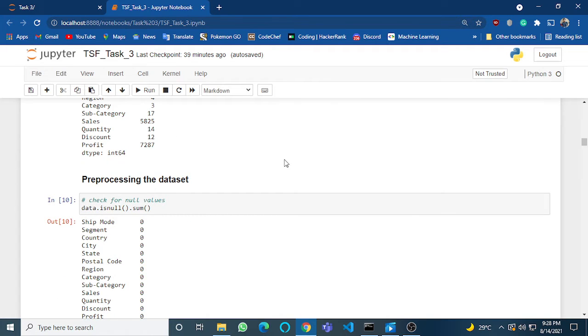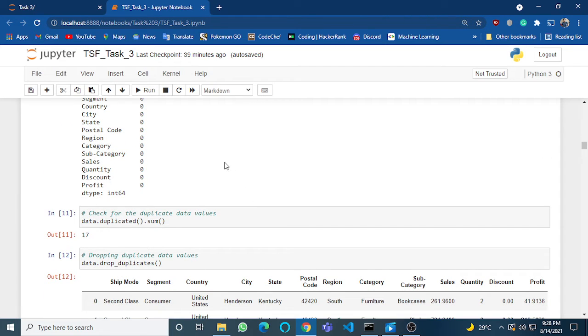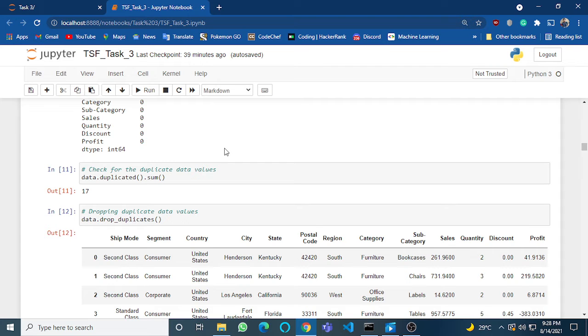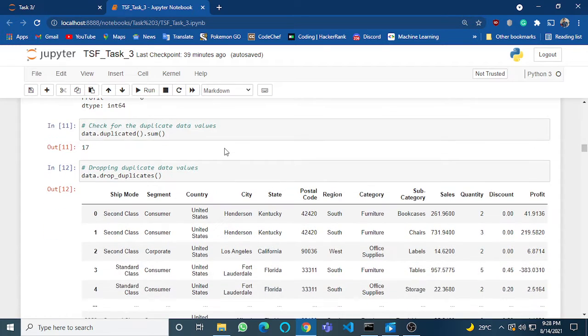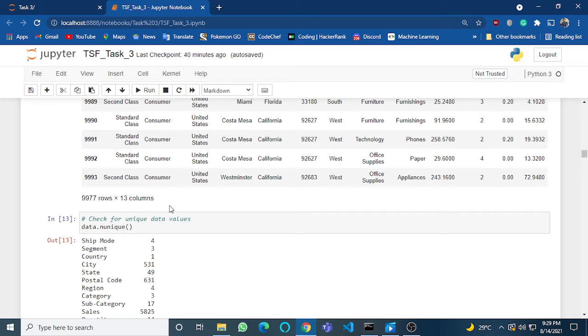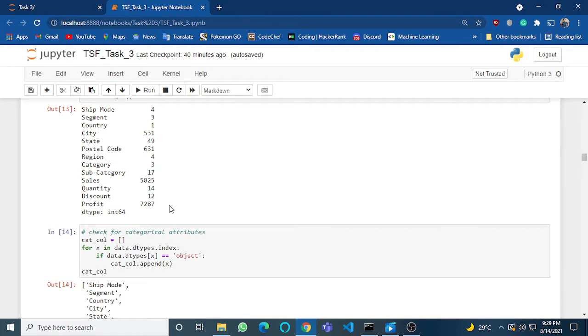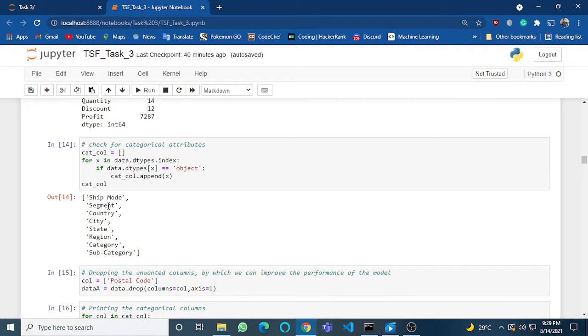Next, I have done some pre-processing on the dataset by checking the null values and also checking the duplicated data values. Next, I have dropped the duplicate data values as they won't be useful for our analysis. After dropping the duplicate values, I found out that the shape of the dataset changes to 9977 rows and 13 columns. And then I have checked the unique values again for the dataset, and then I have checked the categorical attributes, showing that there are 8 categorical attributes.